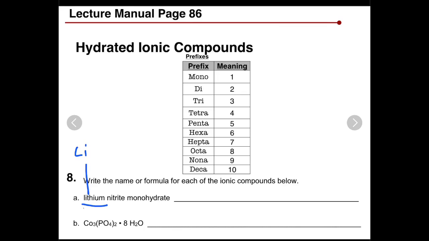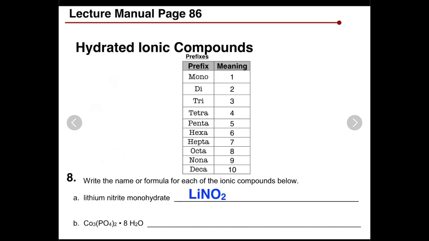Lithium is Li. Lithium is in group 1A, so we know the charge for sure would be +1. Nitrite, if you look up the list of polyatomic ions, would be NO2 minus. We just look at that as this is nitride, this is nitrate, this is nitrite. So nitrite would be NO2 minus. Lithium 1 plus, NO2 1 minus, so they are going to need a 1-to-1 ratio between these. So it's just going to be LiNO2.